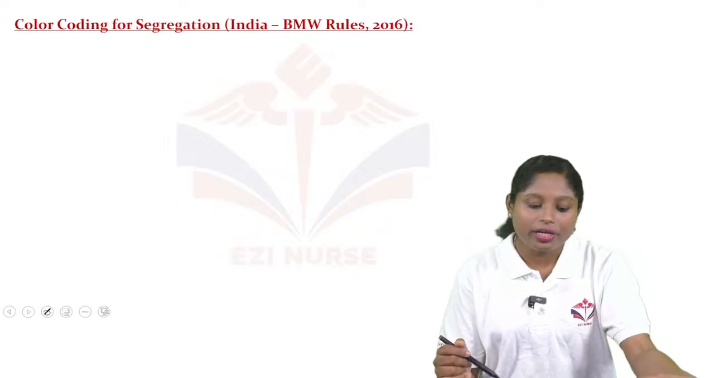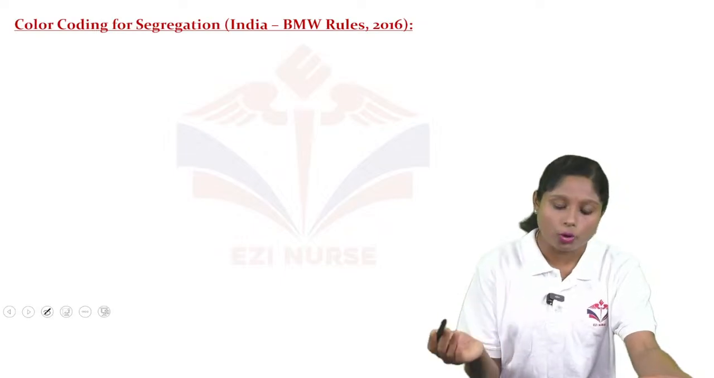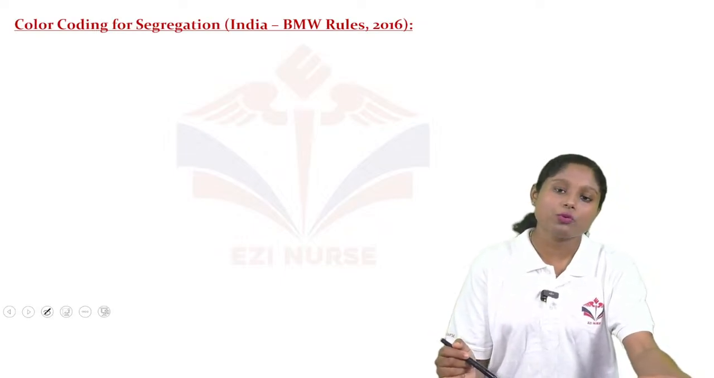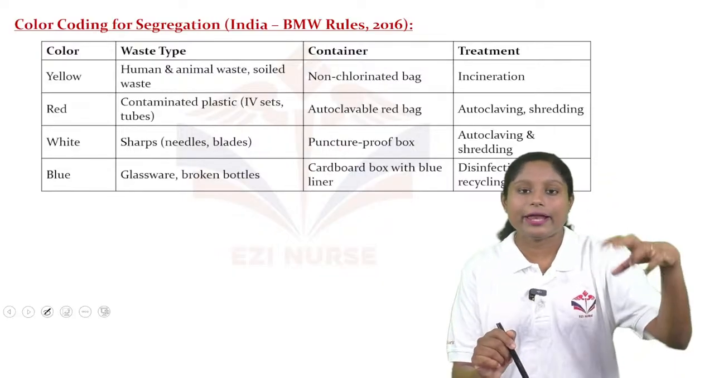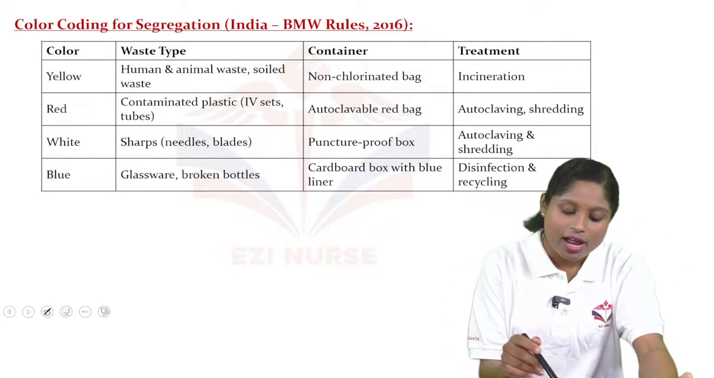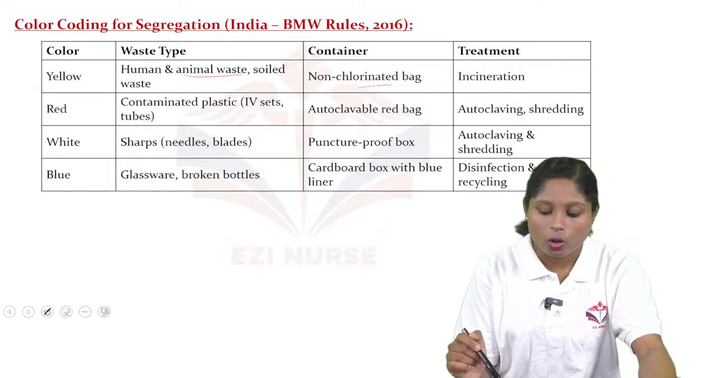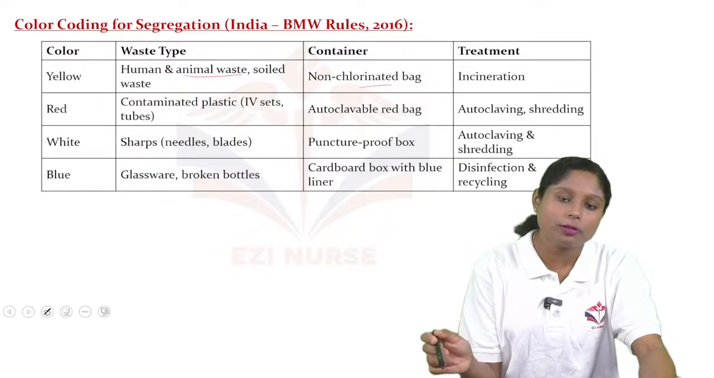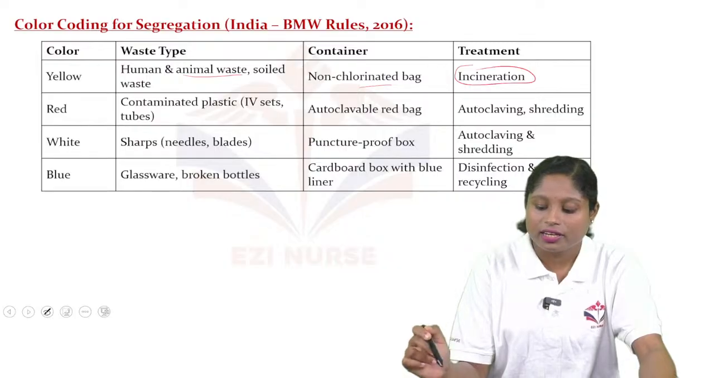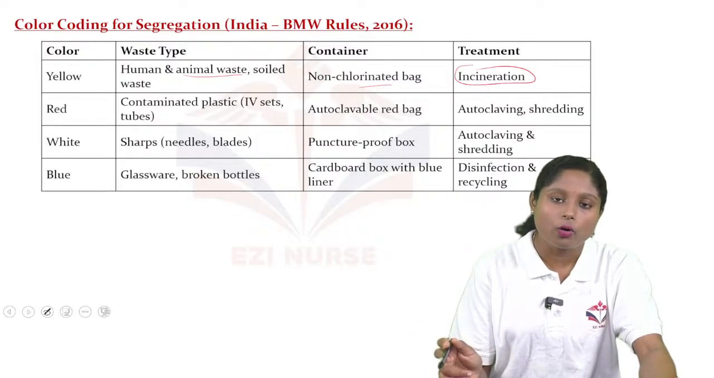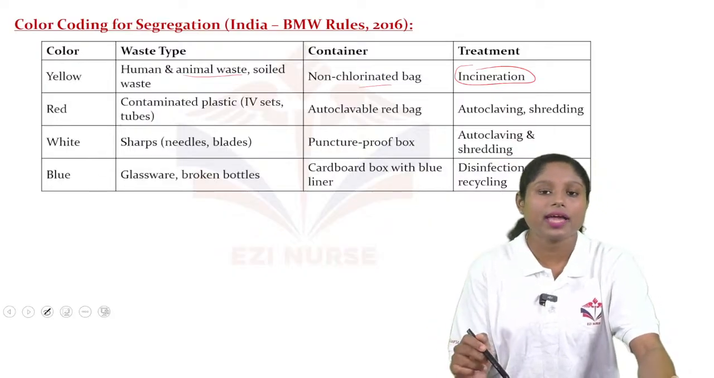So next, color coding of segregation. How the waste will be color coded based on the segregation protocol in India in the year 2016. So what are the color codes? Yellow. In the yellow bucket, what waste should be there? Human or animal waste or soiled waste. The container is a non-chlorinated bag, and the treatment of this human anatomical waste is incineration.